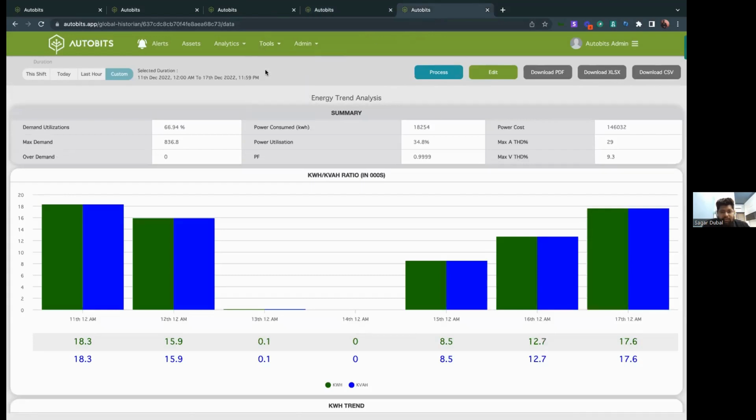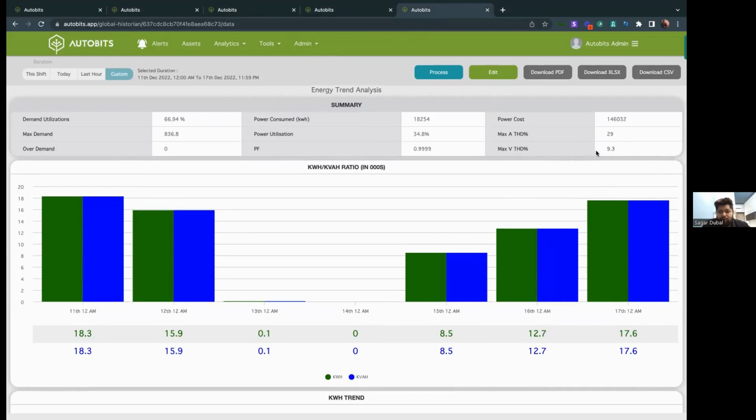Now this is the trend analysis, the energy trend for 1 week. So in 1 week, my demand utilization has been 67%. Max demand is here. Power consumption for the whole week was 18,000. So my power cost was 1,46,000 rupees. Maximum voltage harmonics 9.3 percent. Current harmonics 29. So this is an alarming figure over here. This 29% should not be there.